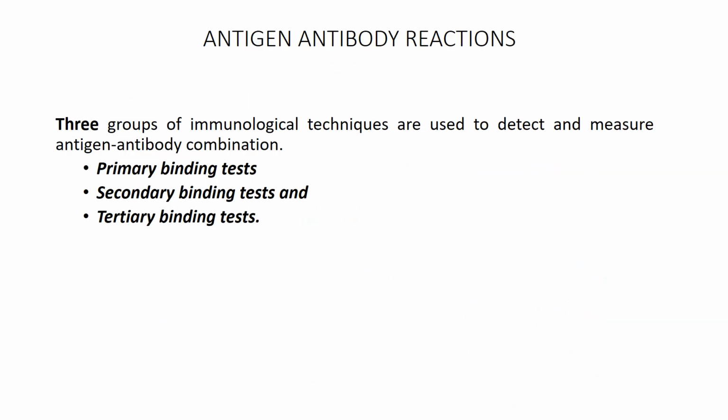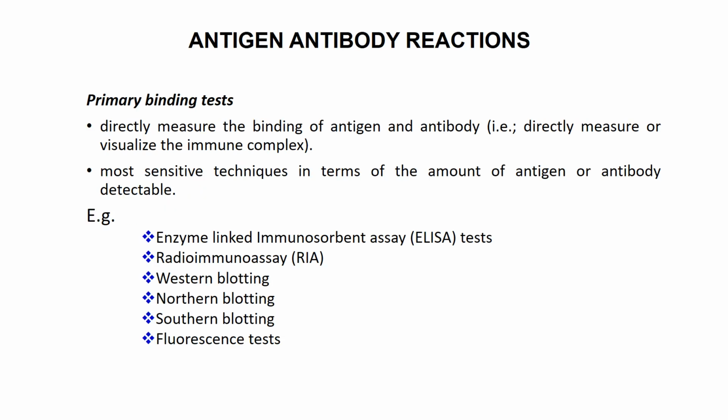So there are different tests that are used to determine or measure the antigen antibody combination. There are primary, secondary, and tertiary tests. Pretty easy to memorize the names. What are the primary binding tests? They directly measure the antigen antibody reaction, and these are the most sensitive in terms of the amount of antigen antibody. Examples of primary binding tests are ELISAs, radioimmunoassays, Western blotting, fluorescent tests, things like that.